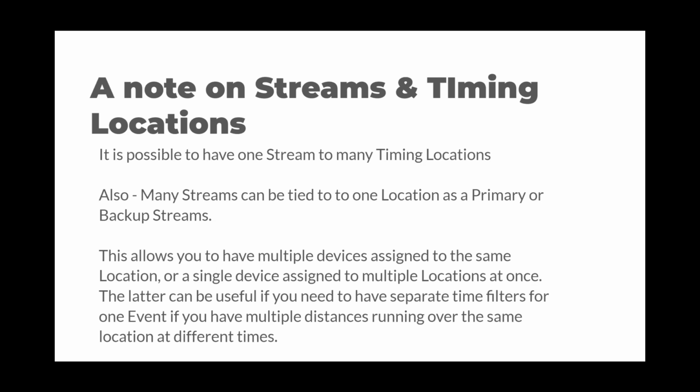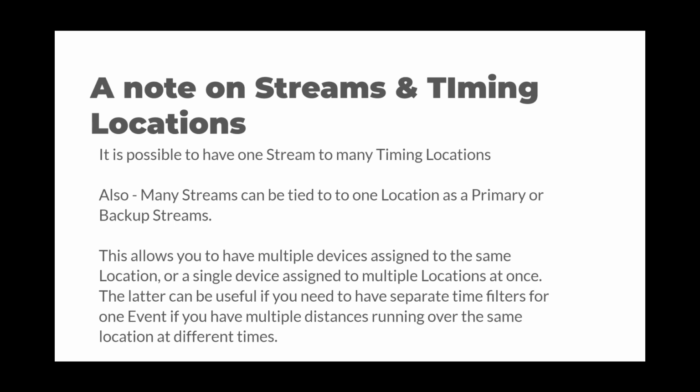So just a note on streams and locations. It's possible to have one stream being used in many different locations, and it's possible to use many streams tied to a single location. So there's a lot of different things you can do here. This allows you to have multiple devices assigned to the same location or a single device assigned to multiple locations at once. The latter can be useful if you need to have separate time filters for one event if you have multiple distances running over the same locations at different times.